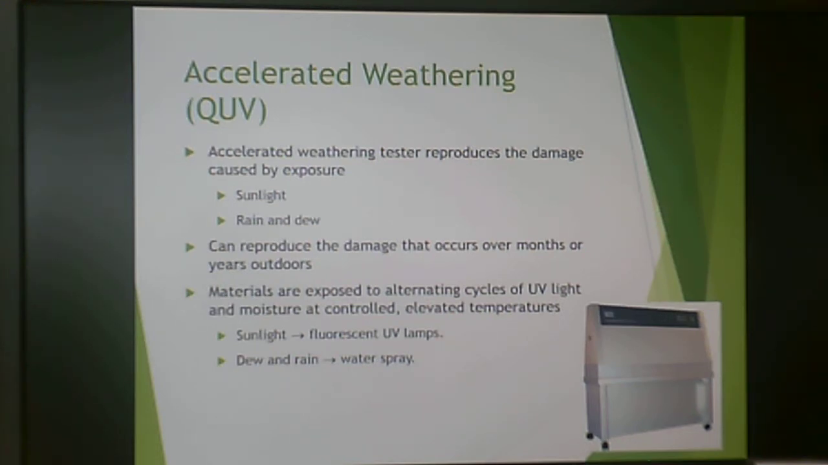And the materials in the QUV are exposed to alternating cycles of UV light and moisture at controlled and elevated temperatures. The sunlight is produced by fluorescent UV lamps, and then dew and rain is produced by water spray. You can also reproduce, say, marine environment by using salt water in your water spray.